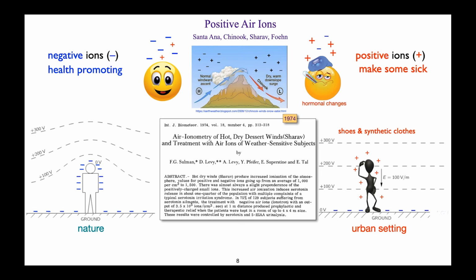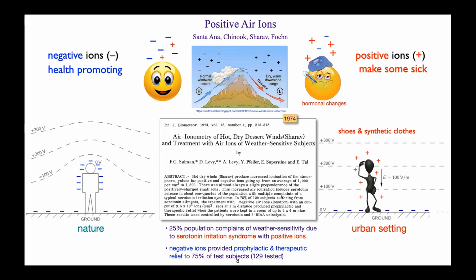A very interesting paper published in 1974 stated that 25% of the population complains of weather sensitivity due to serotonin irritation syndrome when they are exposed to positive ions. Negative ions provide both prophylactic and therapeutic results to 75% of the subjects tested in this study.